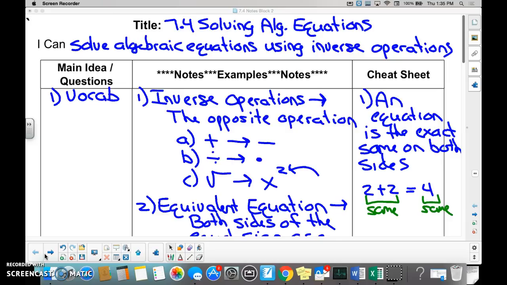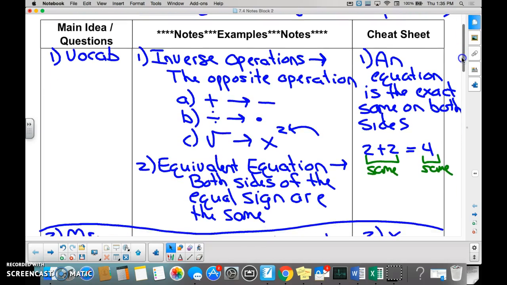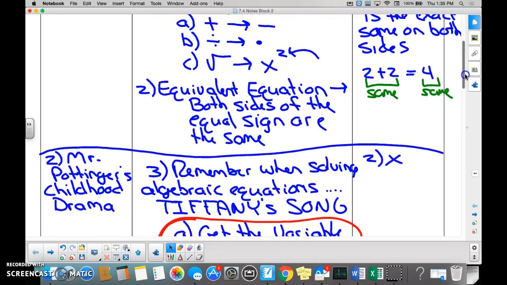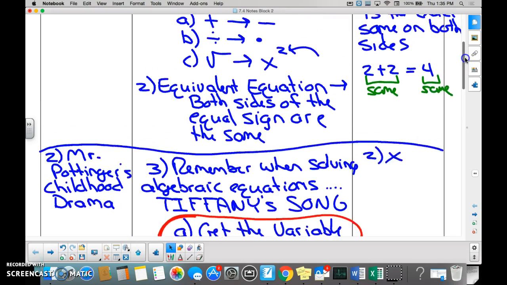Thank you, Tyler. Inverse operation. Tyler, what's an inverse operation? An inverse operation is like the opposite. Okay, so what's the opposite of addition, Tyler? Subtraction. What's the opposite of division, Tyler? Multiplication. Excellent. Equivalent equation, both sides of the equal sign are the same.